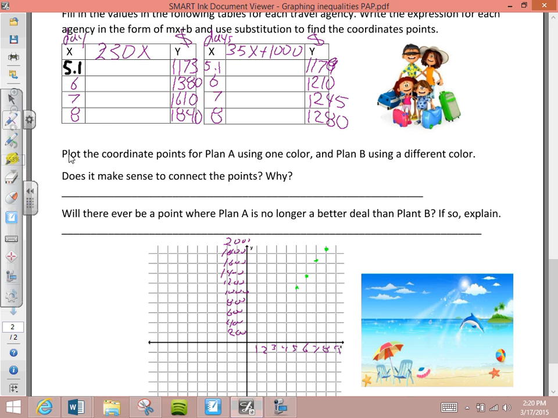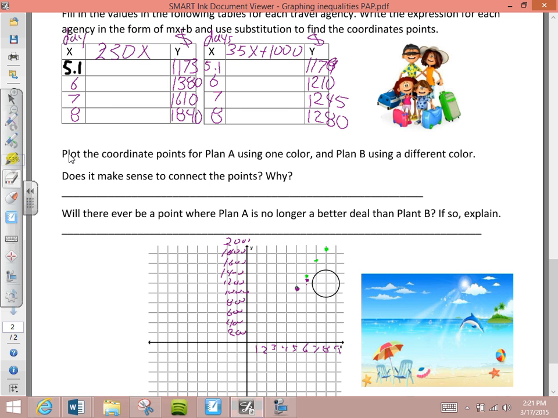For the other one, I'm gonna use purple. So for 5.1 days, I get technically the same thing as the other one. And then for 6 days is 1210. So it doesn't go up by much. For 7 days it's 1245. It still doesn't go up by much. Wait, I'm in the wrong spot. It's right here. And then right here. And then for the 8th day is 1280. So still not quite reaching 13.